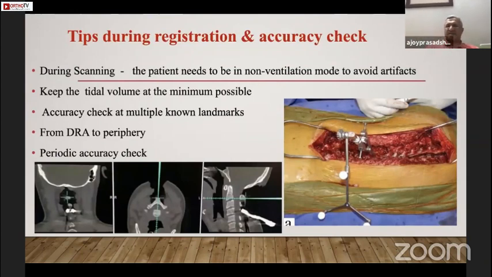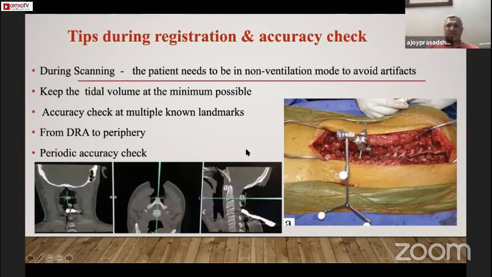During scanning, it's better that the patient is in a non-ventilation mode to avoid artifacts. And post-scanning, it is always better to keep the tidal volume at the minimum possible. You always do an accuracy check at multiple known landmarks. Initially it could be near the mirror, and also see the maximum extent where you are exposed, and you can check your accuracy.